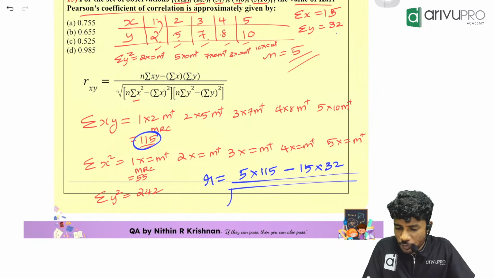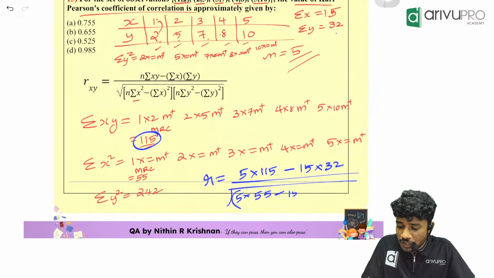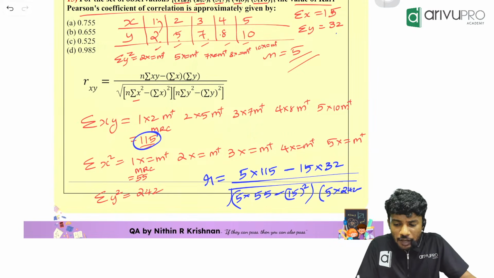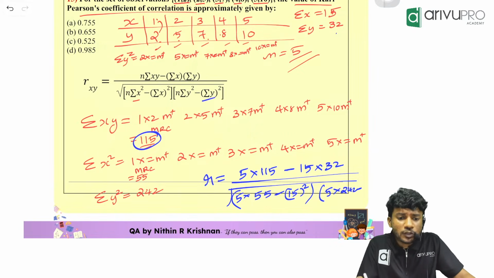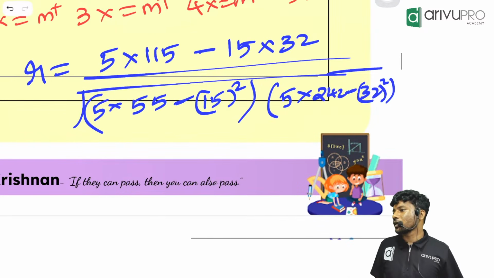Divided by root of n into sigma x square, what is that, people? That is 55, that is 5 into 55. Then minus 5, then sigma x the whole square, what is that? That is 15 the whole square. The entire thing multiplied with 5 into sigma y square. How much is it over here? 242 minus sigma y square, sigma y the whole square, what is that? 32 the whole square. We need to find these values using our calculator.